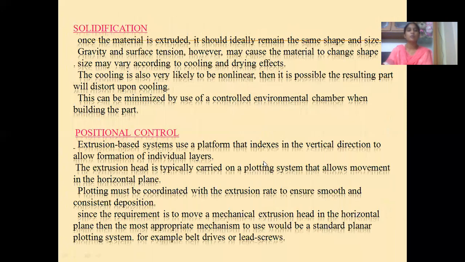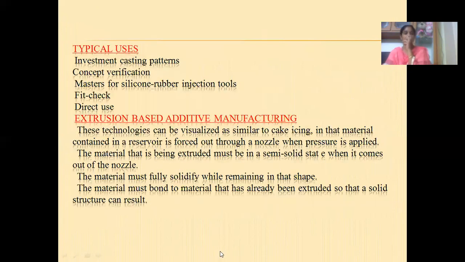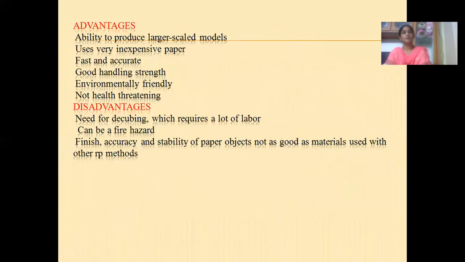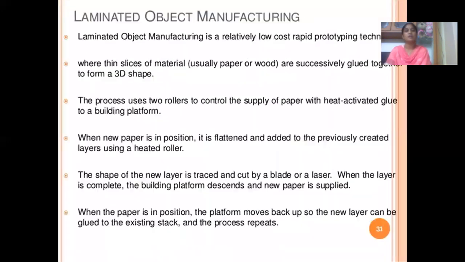These are the supporting systems, and also the main key features of the laminated object manufacturing system. This one we will take from the solid physical model by stacking layers using different types of methods. And different types of materials we can take are cellulose, metals, or fiber-based systems.